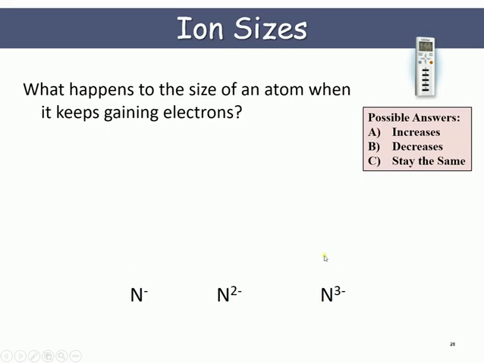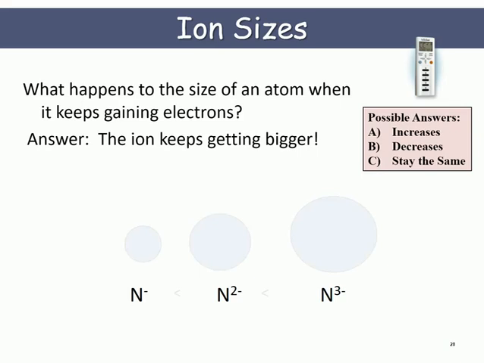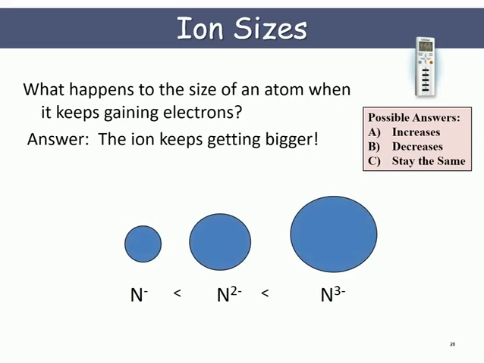So you need to think about that. Increase, decrease, or maybe they just stay the same. Well, hopefully you're understanding that the size is going to change, and in this case, they keep on getting bigger. The sizes increase as you continue to add more and more electrons. The ions that result from that get bigger and bigger.